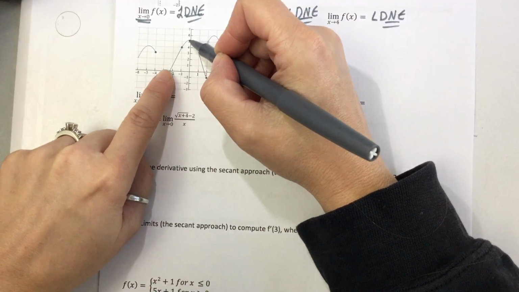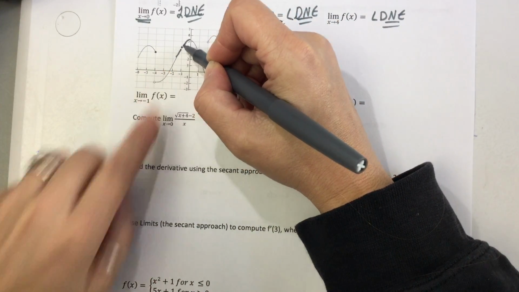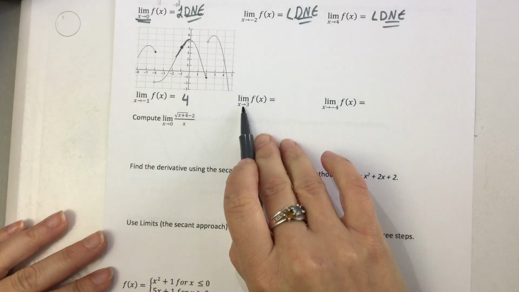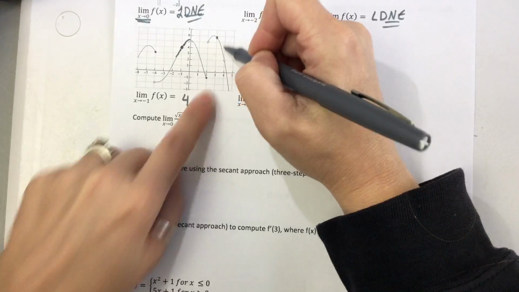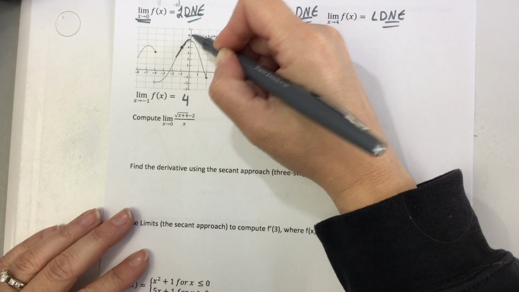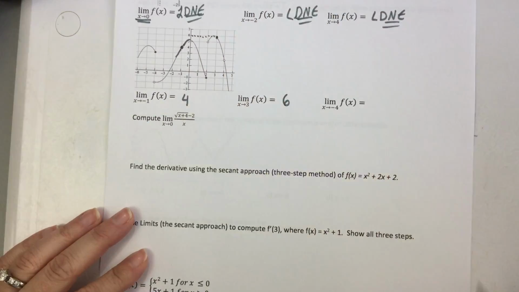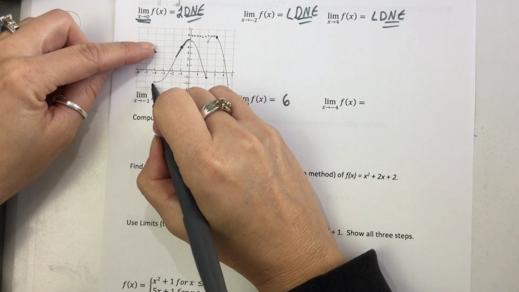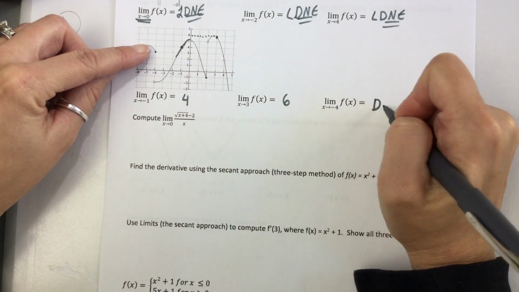Negative 1. Oh, here's negative 1. As I'm coming in from the left and the right, it is approaching the same value. That value is a 4. 3, positive 3. Here it is. As I'm coming from the left and the right, yes, it is approaching the same value. That y value is a 6. Negative 4, as I'm coming from the left and the right, hey, not even close. There's that big space, so limit does not exist.